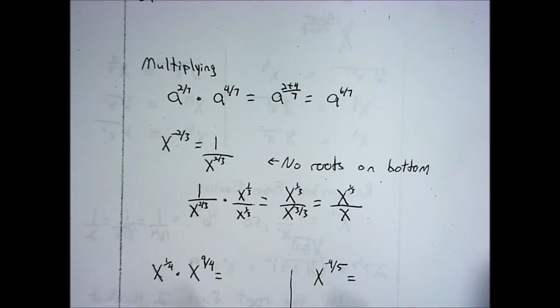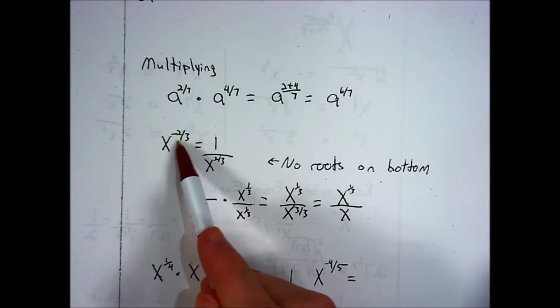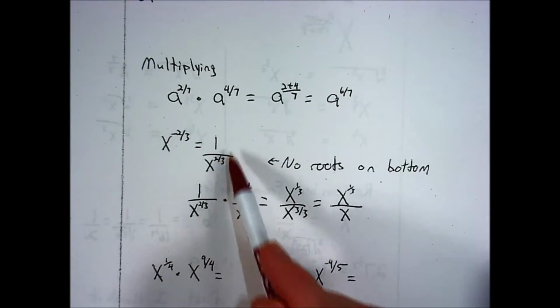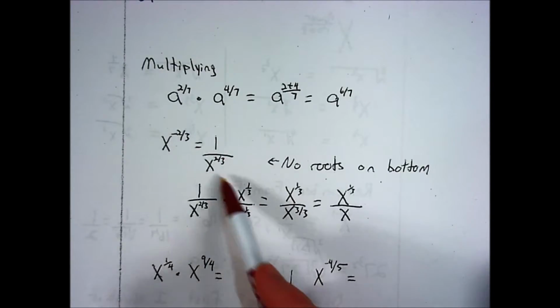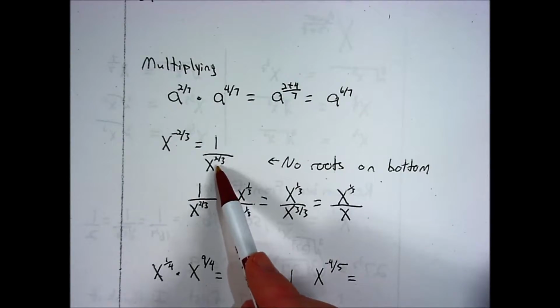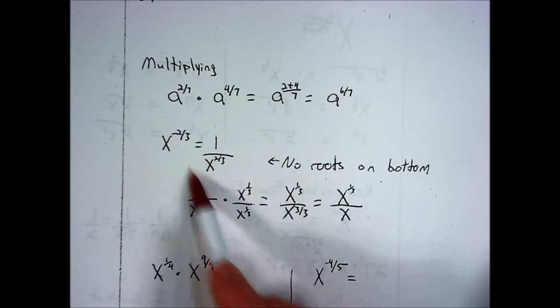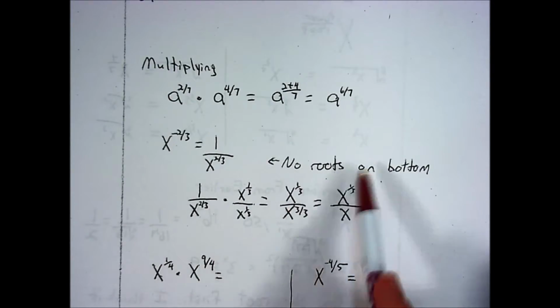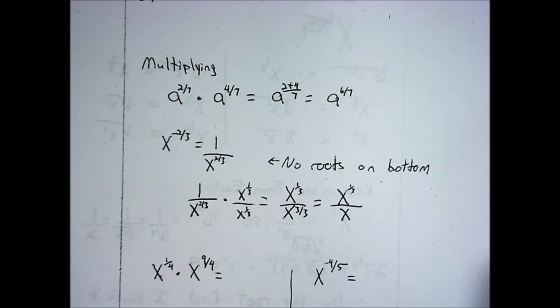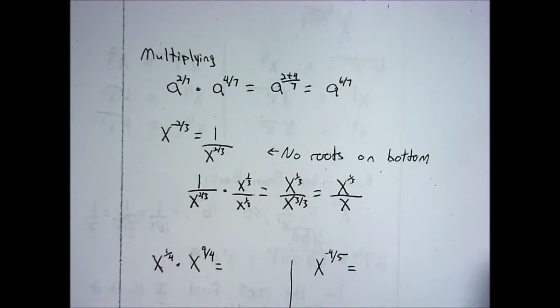What happens if I have negative exponents, and how is that going to play into multiplying? X to the negative 2/3. Okay, we're going to flip it upside down. 1 over x to the positive 2/3. Now, this is the cube root of x squared, and that's still doing a root down here. So that's no roots on the bottom. That's our rule, so we need to fix that. We need to have whole number exponents on the bottom.